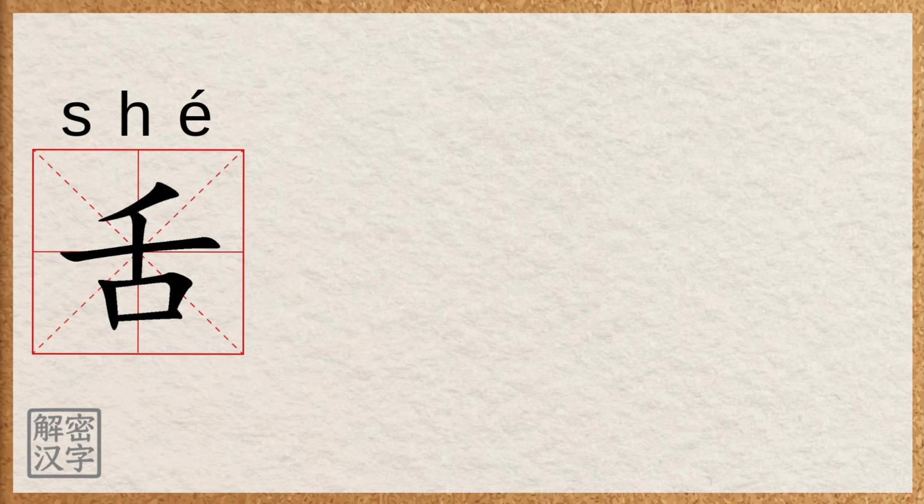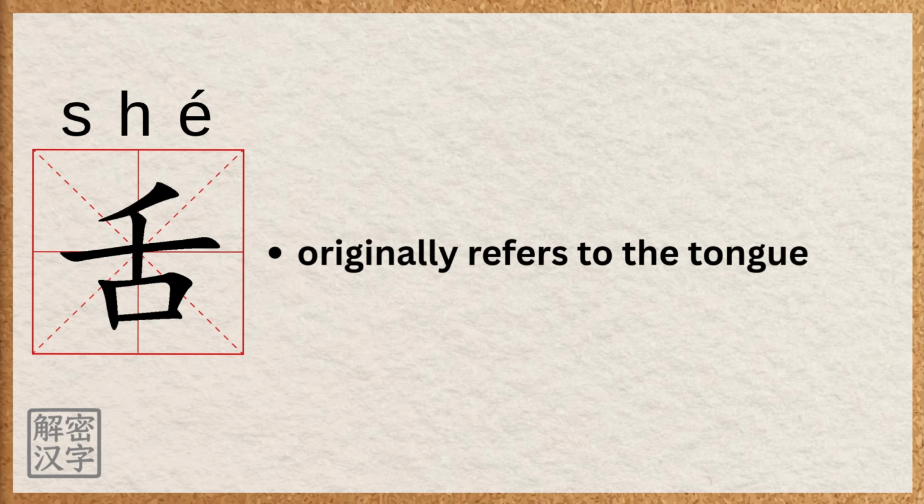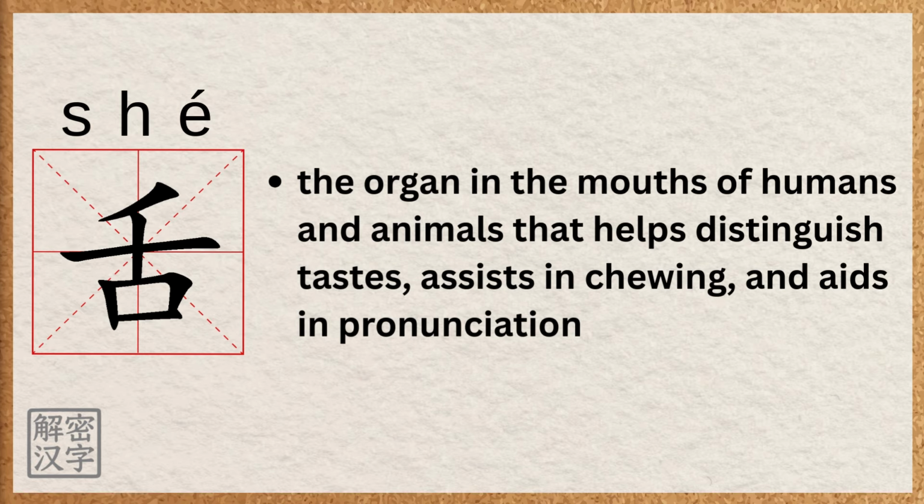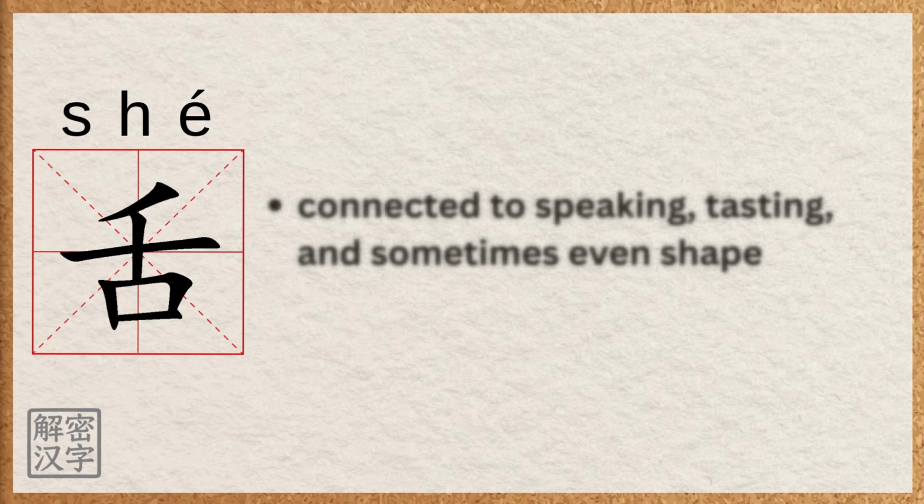The character 舌 originally refers to the tongue, the organ in the mouths of humans and animals that helps distinguish tastes, assists in chewing, and aids in pronunciation. Besides meaning the physical tongue, this character also appears in words connected to speaking, tasting, and sometimes even shape. It appears in many words, each with slightly different meanings.